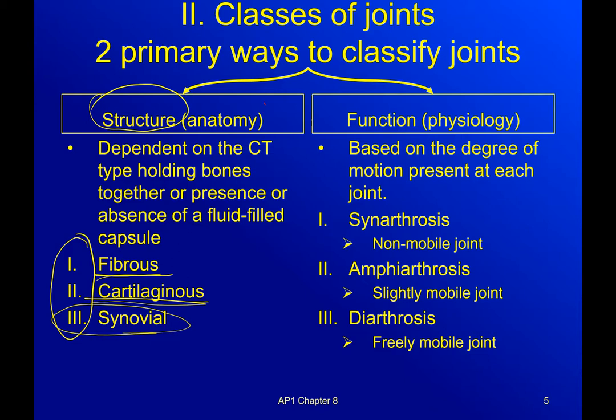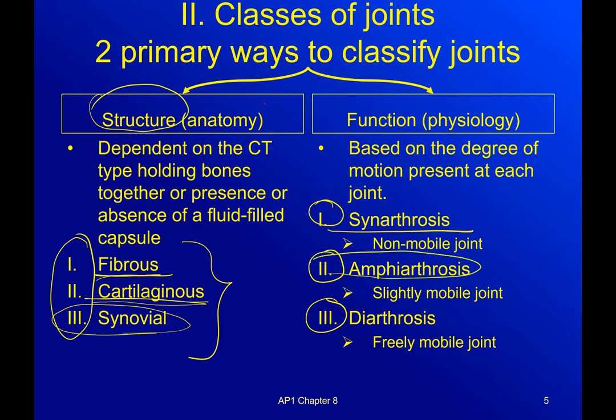Now, for the sake of the lecture, we are not going to go into a lot of detail about this, but I still want you to understand the functional classifications. Basically, functional classification is based on the degree of movement. We have three classifications: the synarthrosis, the amphiarthrosis, and the diarthrosis. Synarthrosis are the non-mobile joints. In other words, the sutures in your skull, they don't move around because you don't want your brain to get squished or damaged.